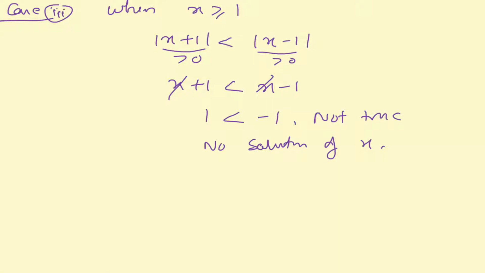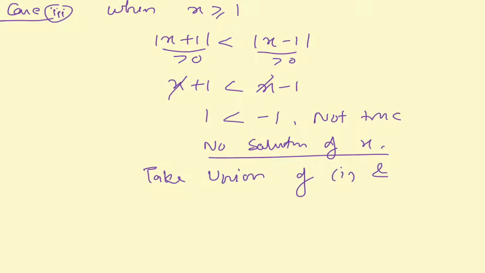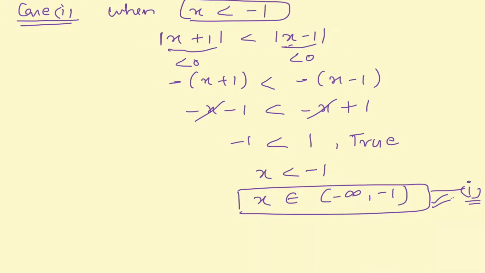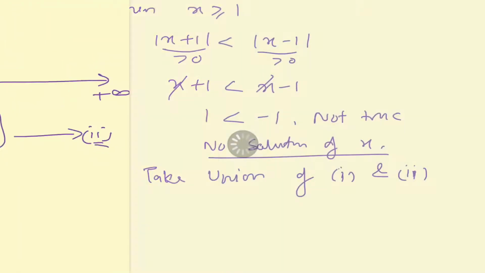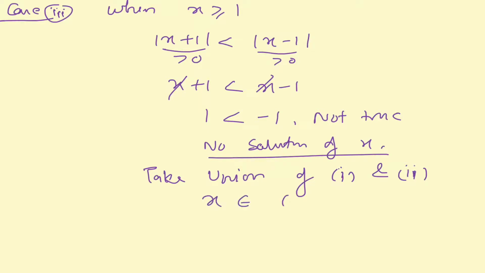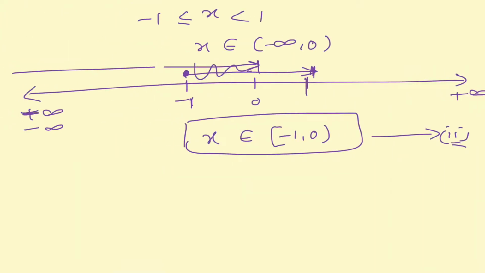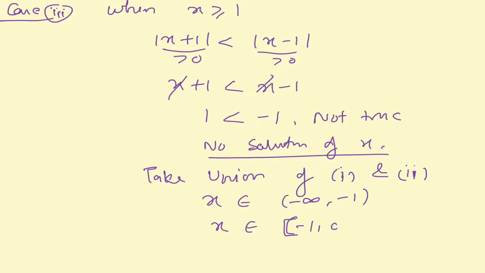So in the third case there is no solution. So we are taking the union of the first and second cases, because there are answers in the first and second cases. That is nothing but the first case is minus infinity to minus 1, and the second case is nothing but minus 1 to 0.